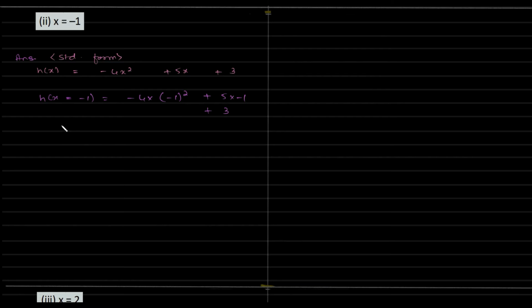Minus 4 into minus 1 squared is minus 4 into 1. Plus into minus is minus. 5 ones are 5, plus 3. So minus 4 minus 5 is minus 9, plus 3 is minus 6, by the way. This is your value of h of x at x is equal to minus 1.